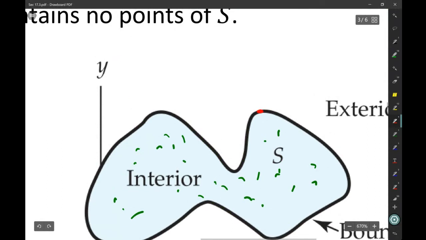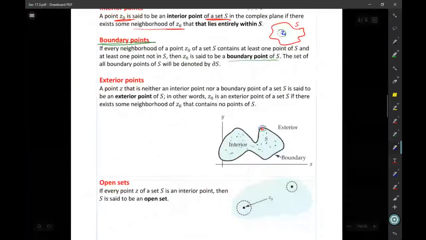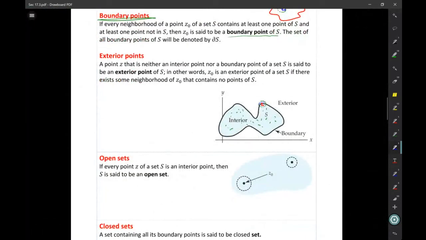Now the complex number z naught here will be called a boundary point, because if you take any neighborhood around z naught, you will have a point from the set of complex numbers S, and there are also some points from outside the set S. Now the exterior: a point z that is neither an interior point nor a boundary point of a set S is called exterior. Any point here is called exterior.